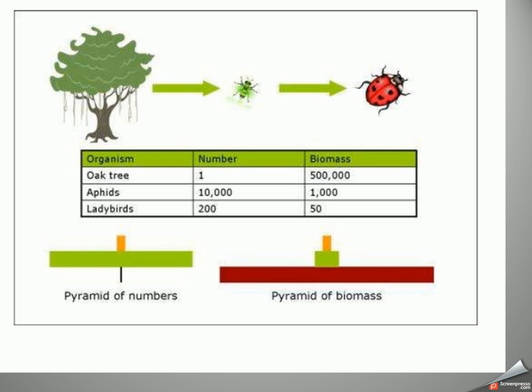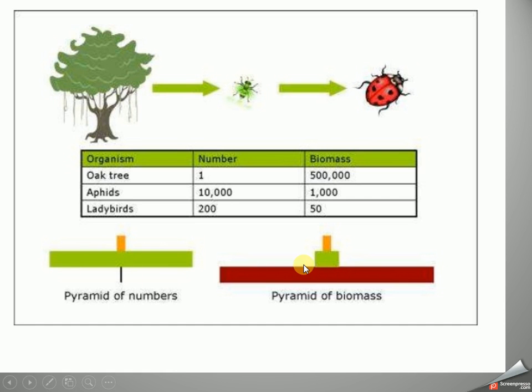So what you do is just weigh the organisms instead, and you can do that by getting the pyramid of biomass. You can see that it actually makes more sense now. It shows the oak tree probably weighing 500,000 kilograms, the aphids 1,000 in terms of weight, and the ladybirds 50. It gives a better distribution, doesn't it? You can see that it's more realistic because the producer should always be the biggest.